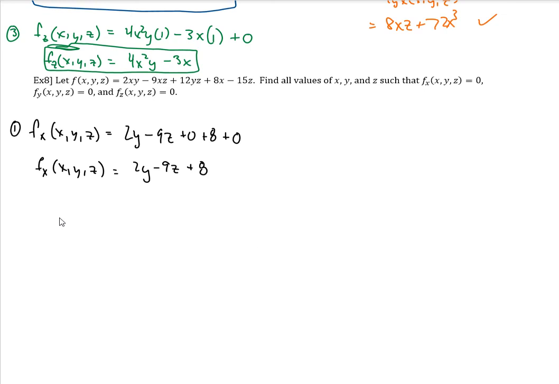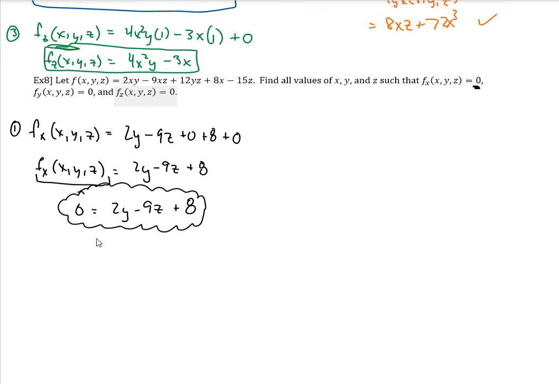And then they want us to set this equal to 0. So they're saying set that whole thing equal to 0. So we have 2y minus 9z plus 8 equals 0. So it's all set up just like this. Okay, and then let's cloud that. We'll keep that around for a little bit. Okay, so we need to do the others as well. So let's do step 2.